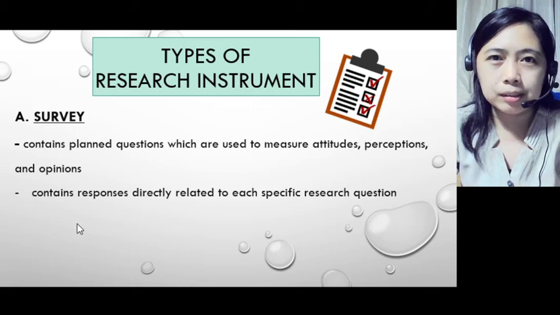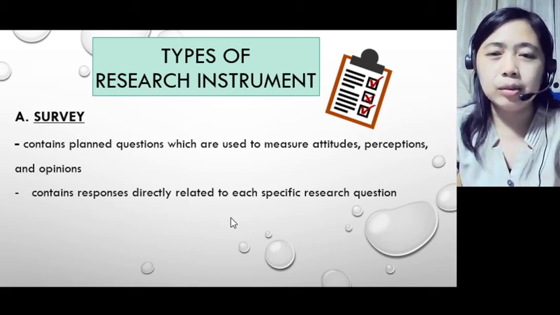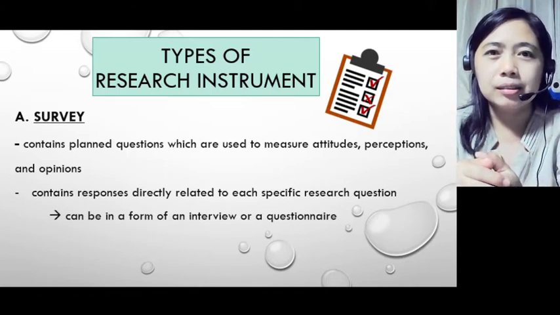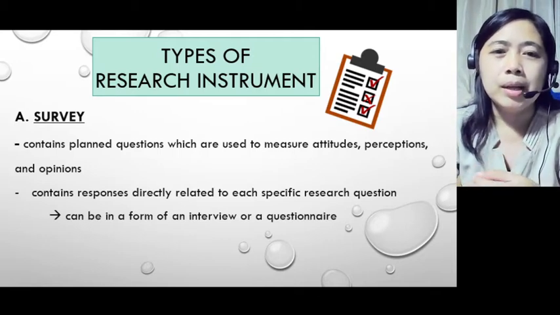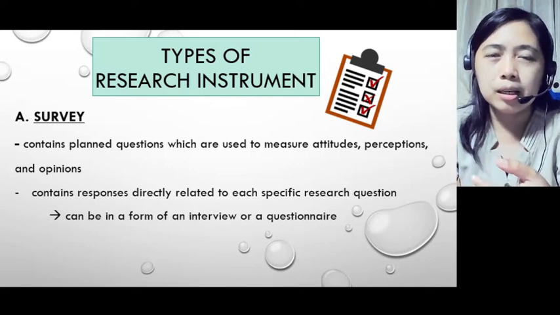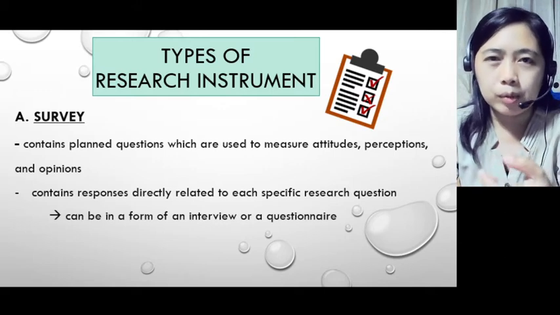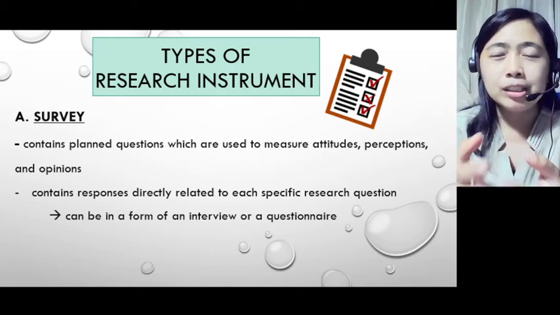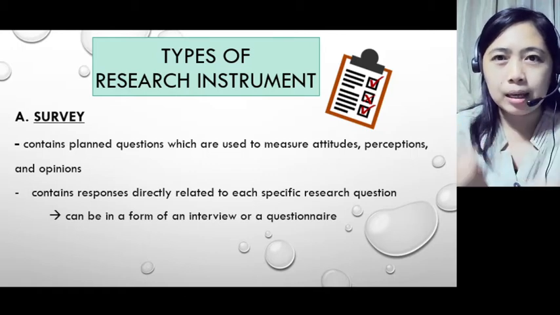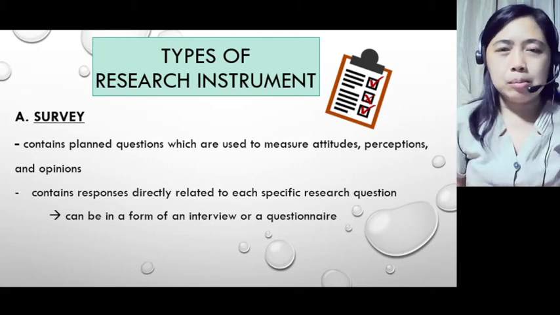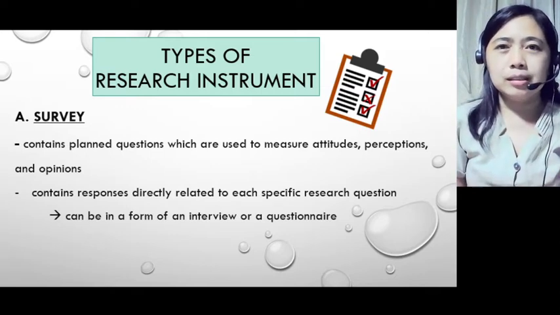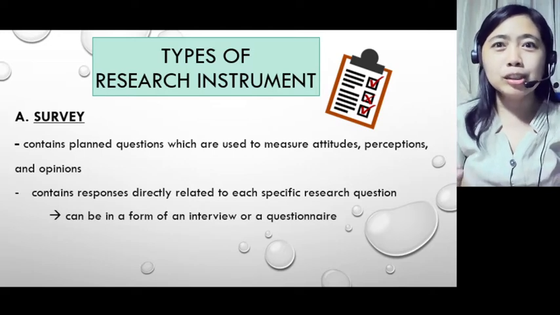And for a survey, it contains responses directly related to each specific research question. We can say that a survey is easier, because we get the answers directly from the respondents. A survey can be in the form of an interview or a questionnaire. Interview, we have face-to-face or virtual because of our situation. Questionnaire, it is printed, a hard copy, or a soft copy that you send to your respondent. In my case, if I were the respondent, I would prefer to answer the questionnaire rather than the interview. I get conscious.